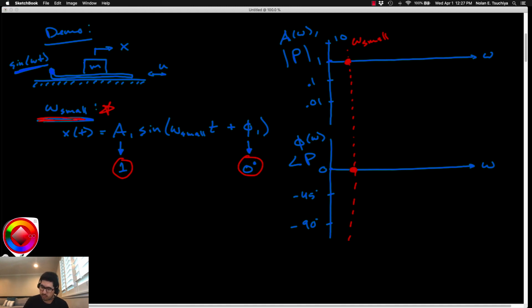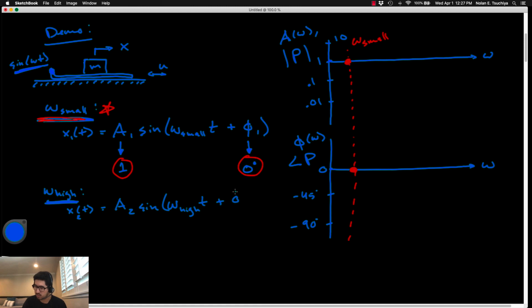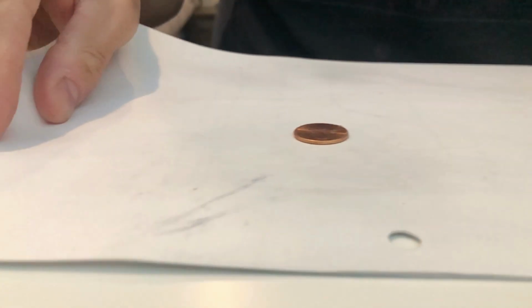So we can basically do the same experiment at a higher frequency. At omega high, if we increase the frequency of oscillation of the base of this piece of paper, we're still going to get an output of the same form: some magnitude times the sine of omega high, so there's a high frequency, plus some other phase. Now these two values, this magnitude and phase for a high frequency, are going to be different because the magnitude and phase themselves are functions of the frequency, but we can try to determine those experimentally as well.